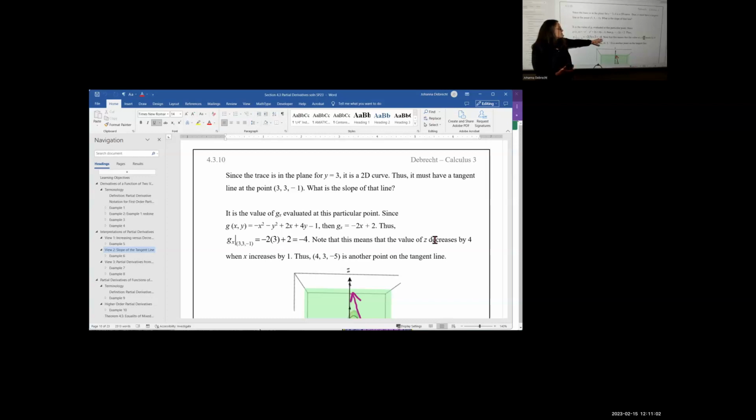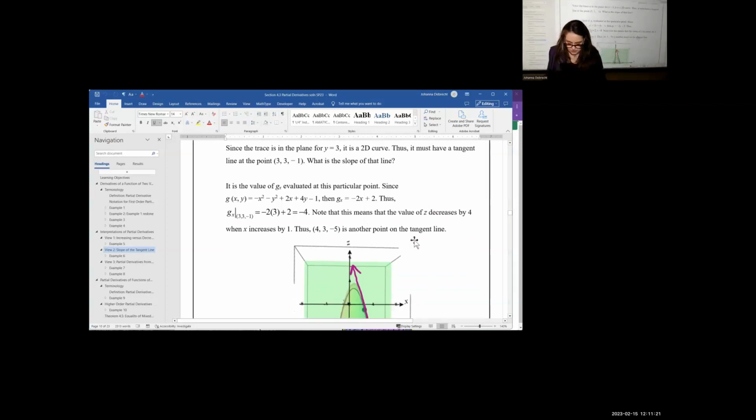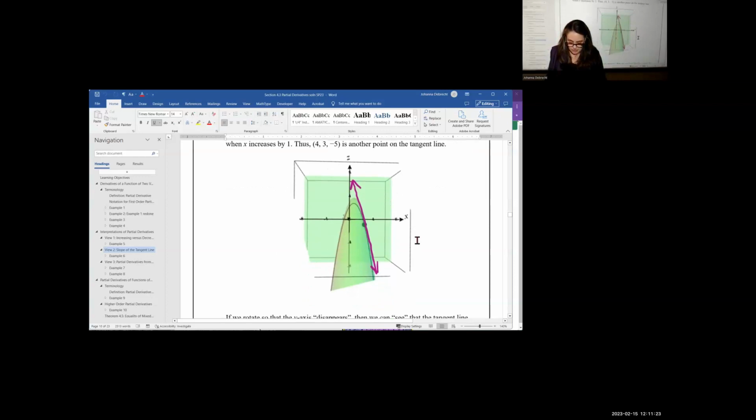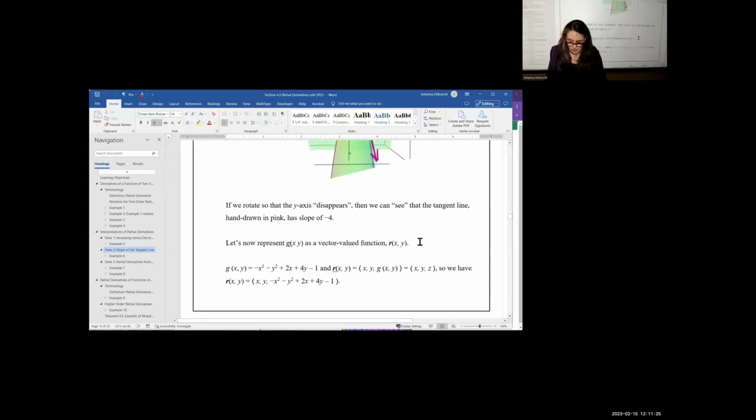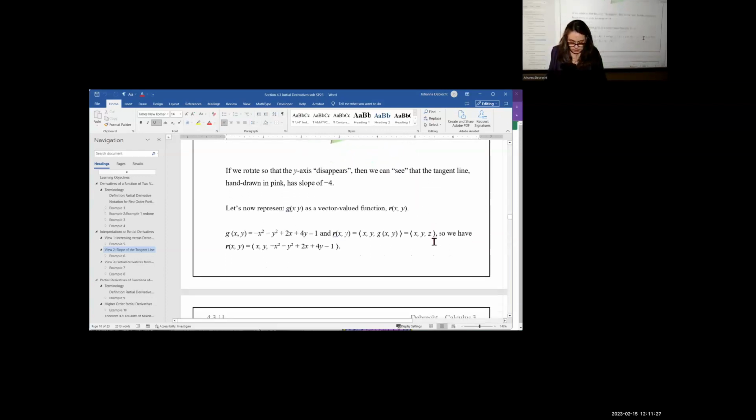So this means that every time x goes up by 1 value, along this thing, z is decreasing by 4, all right? X goes up by 1, z goes down by 4 at that particular point. So you can take another point on the tangent line if you wanted to, but you don't need to. So here's our tangent line right here, and I'm going to rotate it so that you can see it.